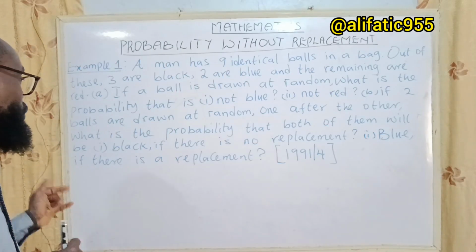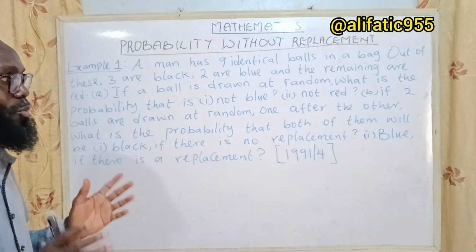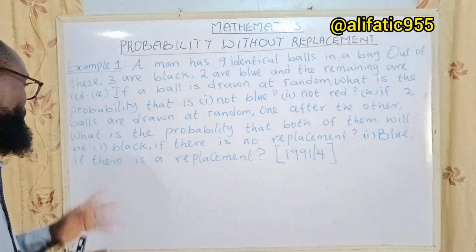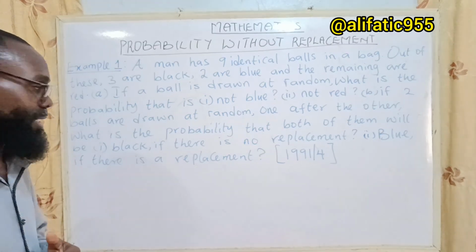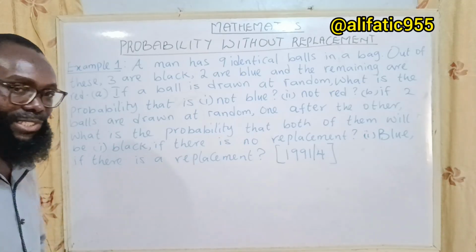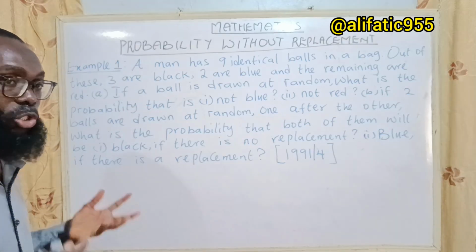Question B. If 2 balls are drawn at random, one after the other, what is the probability that both of them will be, Roman figure 1, black, if there is no replacement? Roman figure 2, blue, if there is replacement. Let us now solve this question.